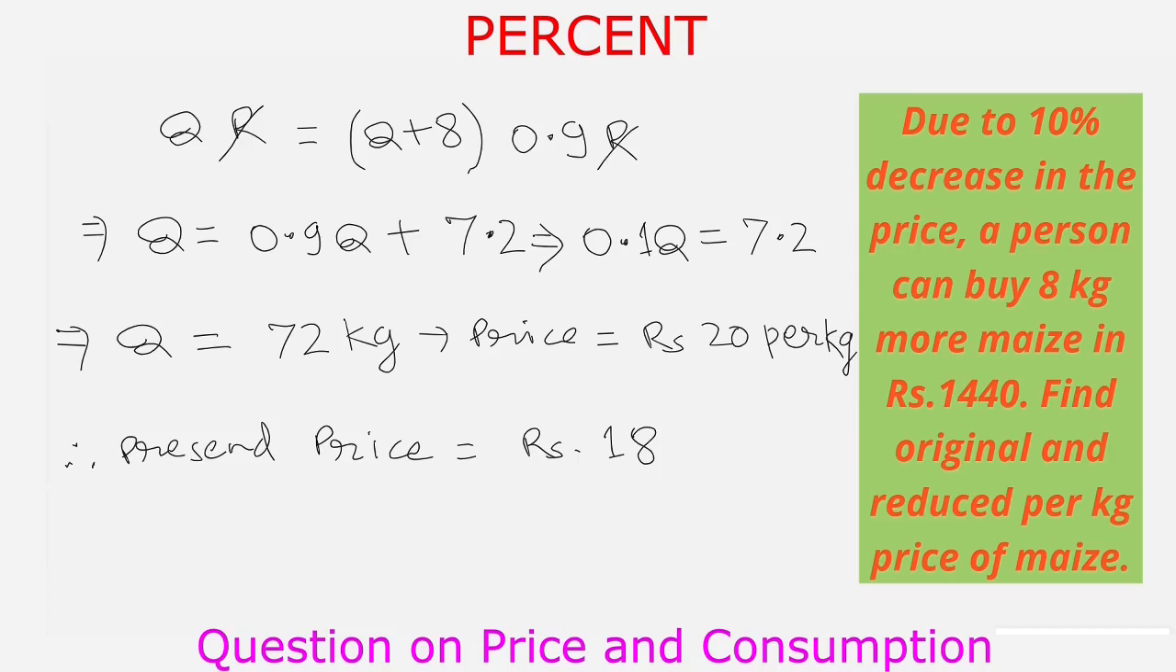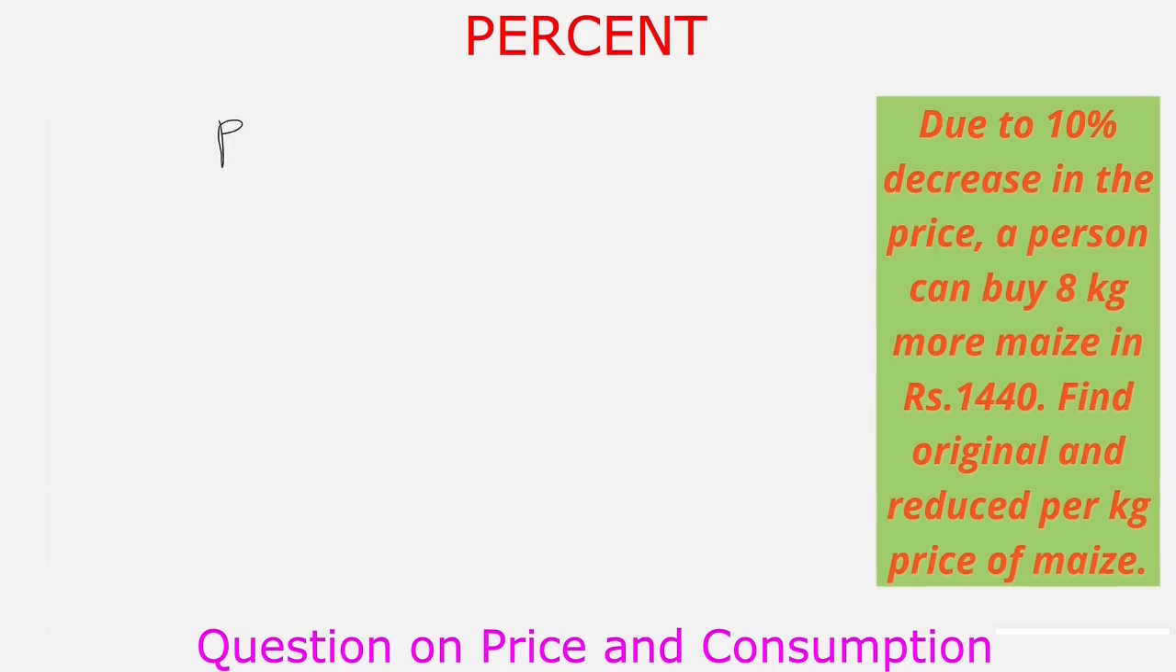Now we solve it by the shortcut method. Let the earlier price be 10, as the price is reduced by 10%. So the present price becomes 10 minus 10% of 10, which is 1, so 10 minus 1 is 9. Now quantity is the reciprocal of the price; quantity is inversely proportional to it. So when the price was 10, the quantity was 9. Now the price has reduced, so the quantity has increased from 9 to 10, the reciprocal of 10 and 9.